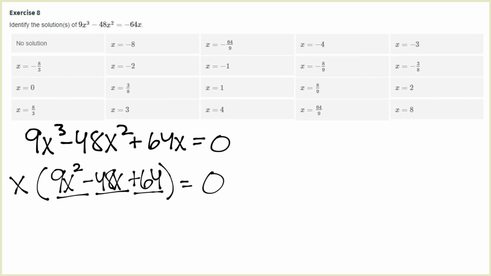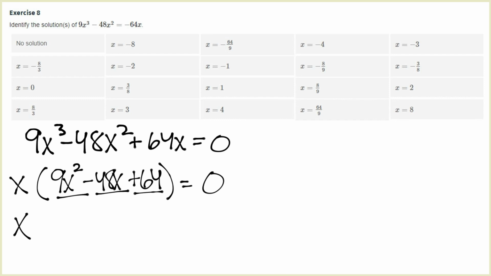So now I notice something right away about my remaining trinomial. When I look at it, it's a trinomial. My a value is a perfect square. My c value is a perfect square. My c value is positive. So there's a good chance that this is a perfect square trinomial. So I'm going to attack it like it is a perfect square trinomial and then check my answer.